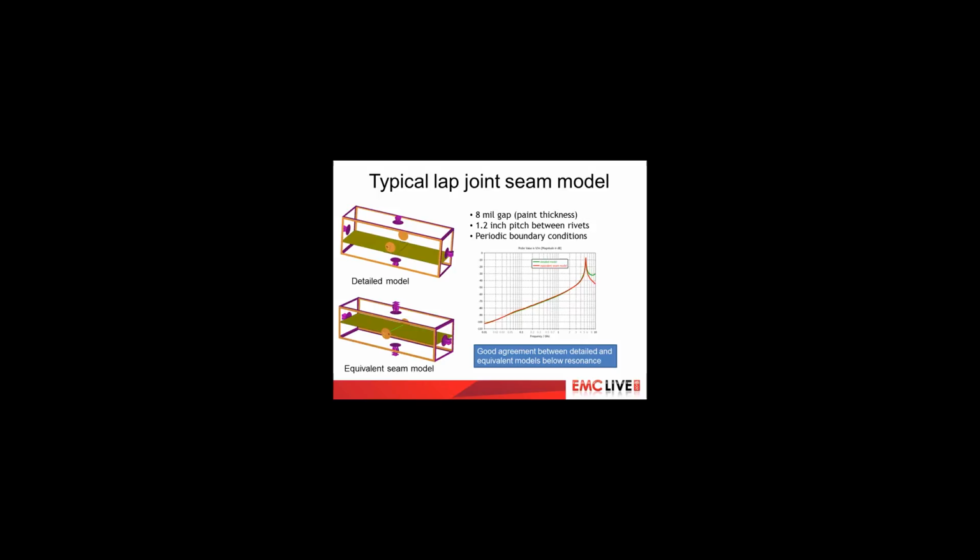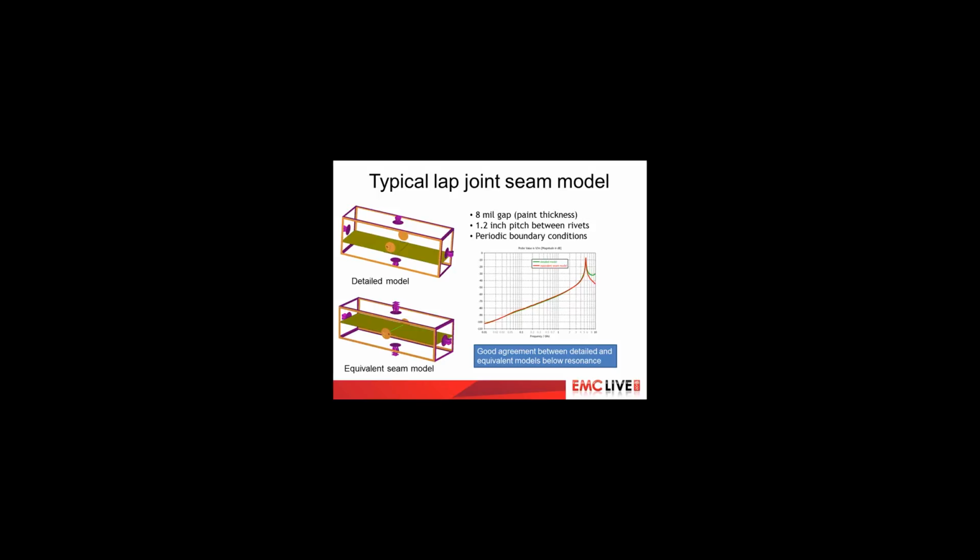In the model, we use an incident plane wave to illuminate the scene from one side, and then we monitor the field on the opposite side. The results show the transmission from 10 megahertz to 10 gigahertz. As expected, coupling through the seam increases with frequency as the seam becomes electrically longer. A resonance occurs between 5 and 6 gigahertz or so. This is related to the distance between the rivets.